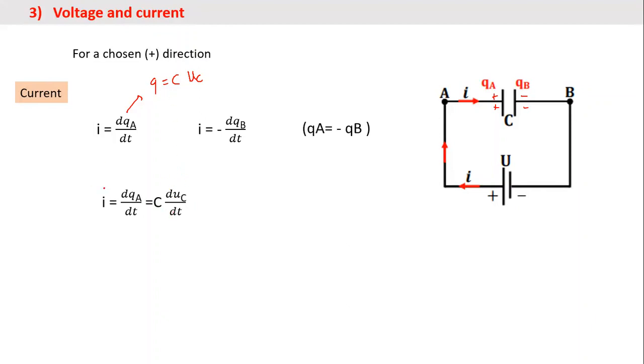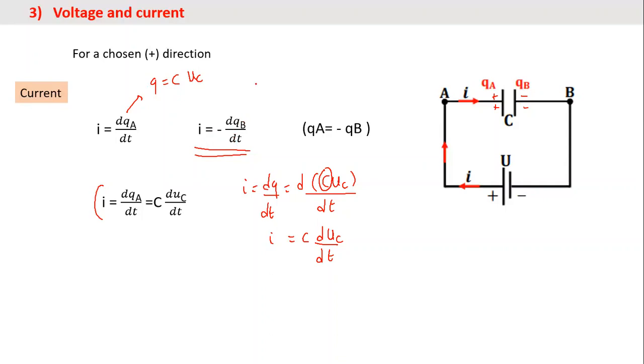Okay, so how did we get this part? We said that I equals dq by dt, which is equal to d(C U_C) by dt. Since C is a constant, we can put it outside the derivative, and it will become dU_C by dt. This is I. Now here a remark: if I want to talk about the current in terms of the other plate, which is negatively charged, then in this case I can say that I equals minus dQ_B by dt.